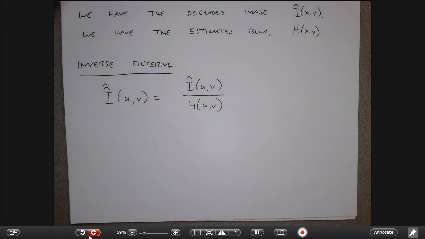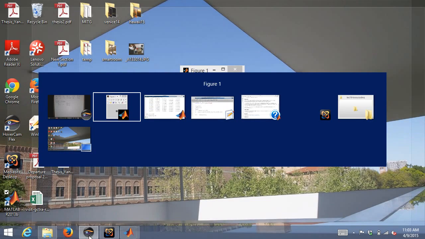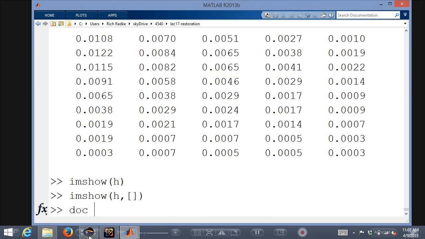So that makes sense, right? That's like saying, well, if I knew how the image is corrupted, I should be able to uncorrupt it by using the kind of inverse of the blur, right? So this sounds good in practice, but unfortunately it doesn't work so well, or it just sounds good in theory, but it doesn't work so well in practice. And so let me show you what happens here if we try that with MATLAB.